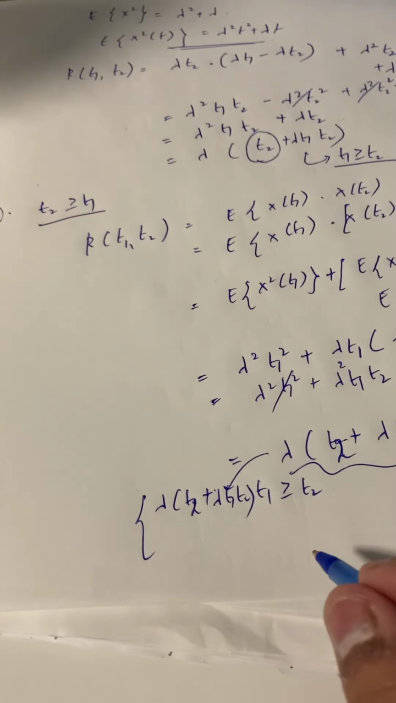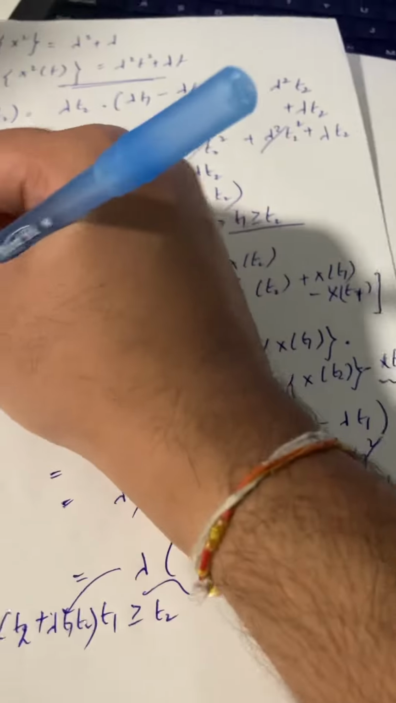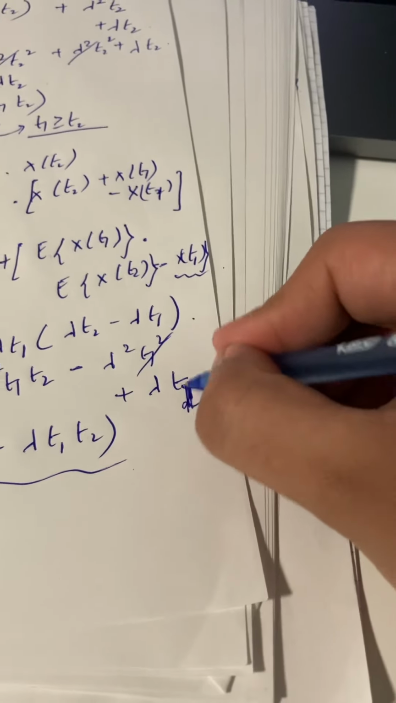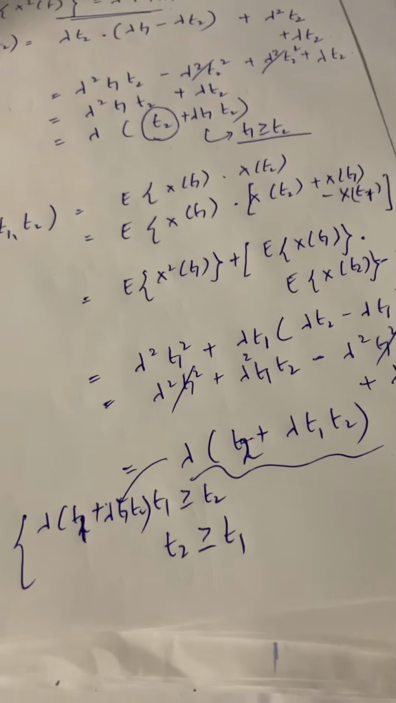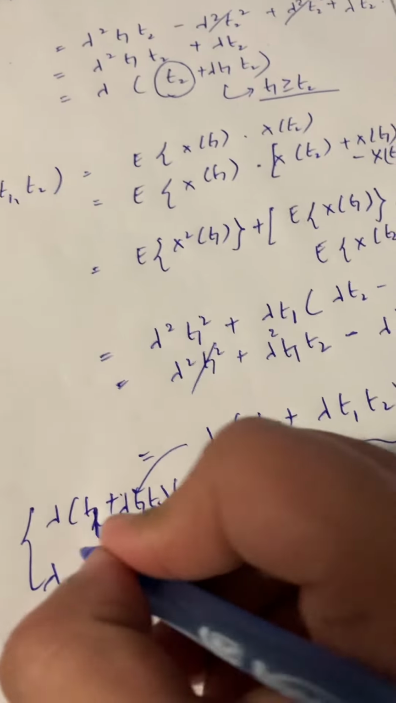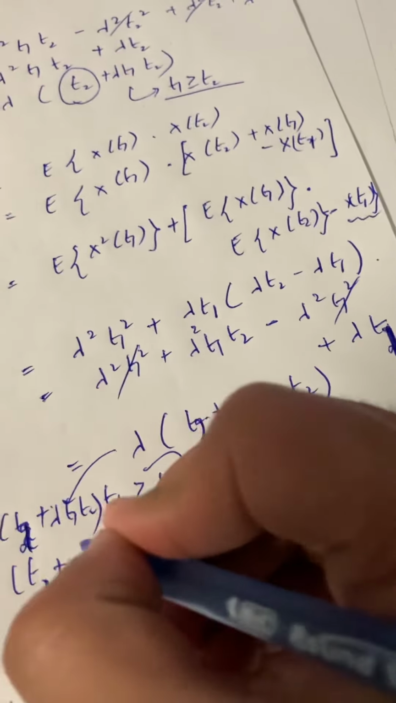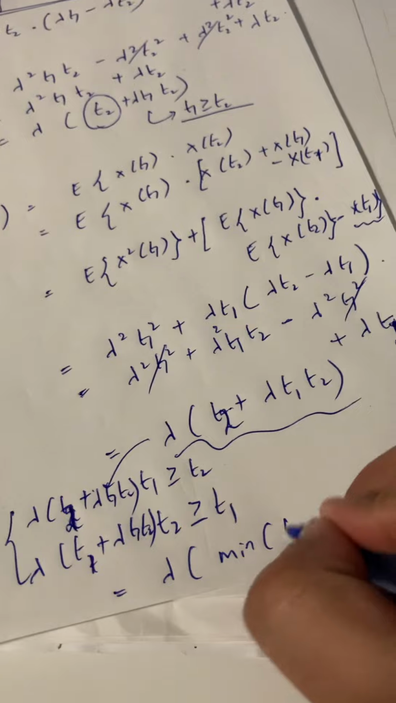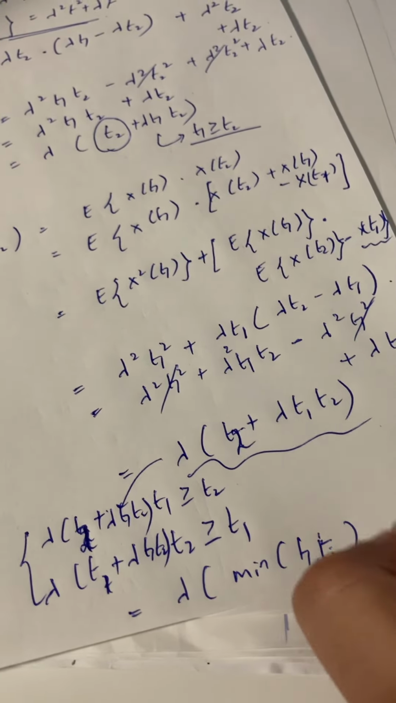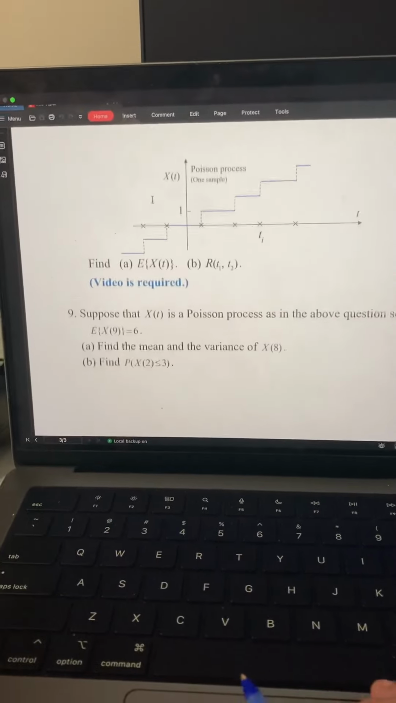Sorry, this is for t2 greater than or equal to t1, it is lambda t1 plus lambda square t1 t2. Or simply we can write it as lambda into min of t1 comma t2 plus lambda square t1 t2. Hence in this way I have calculated the question number 8. Thank you.